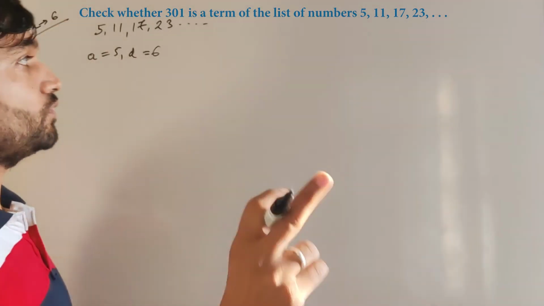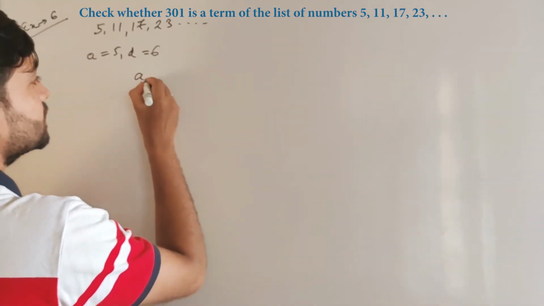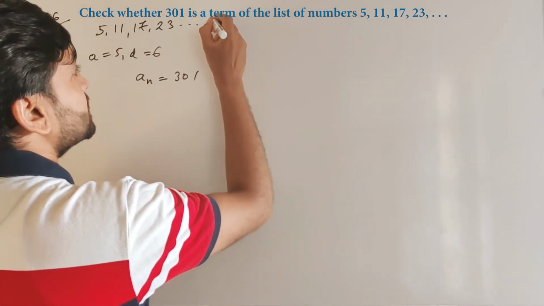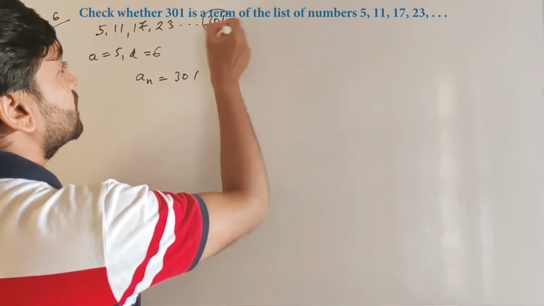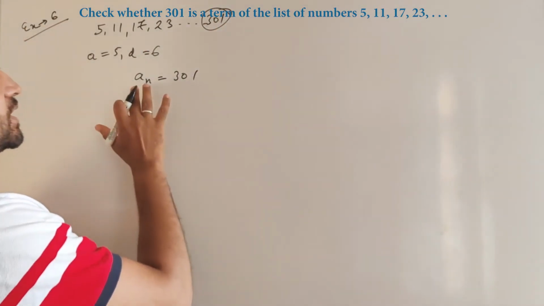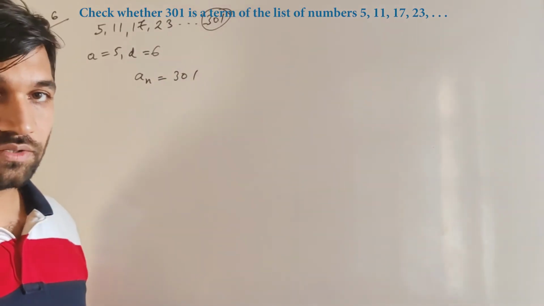They are saying 301 is a term. So when they say it is a term or not, we call it AN. So in this sequence, they are asking whether 301 comes in this sequence. In other words, the nth term is 301.